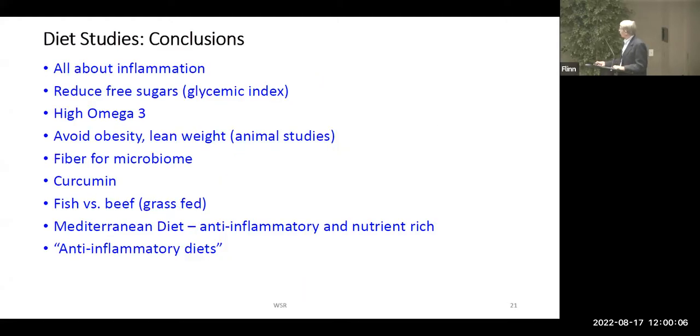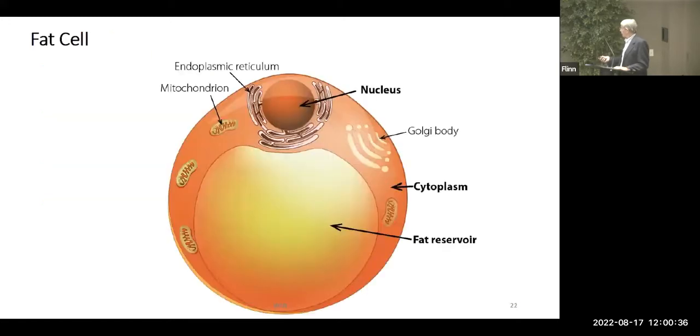You want to avoid obesity. Lean weight studies in animals have shown for years, done with a number of rat models and also with monkeys, that if you take an animal and maintain them below their lean body mass, they live 30% longer. So you want to avoid obesity for all of these reasons. And this is another reason.